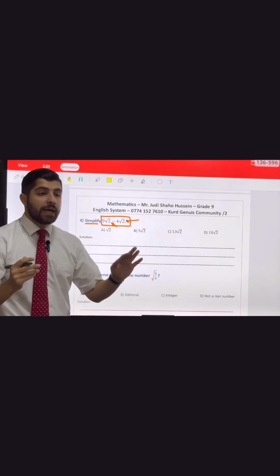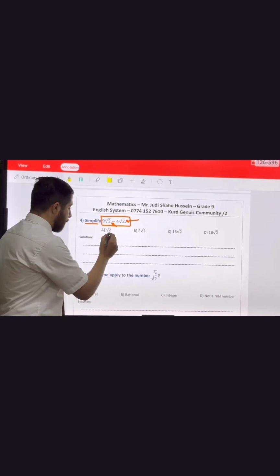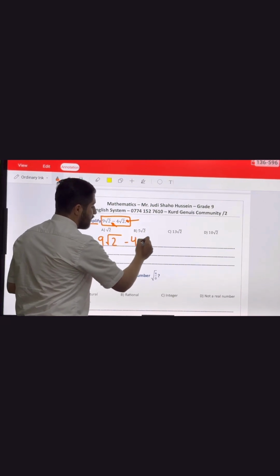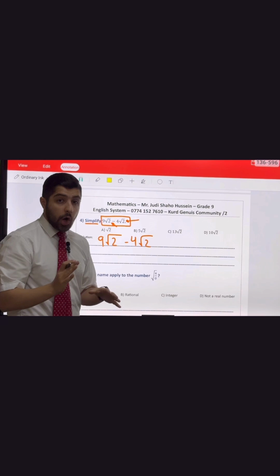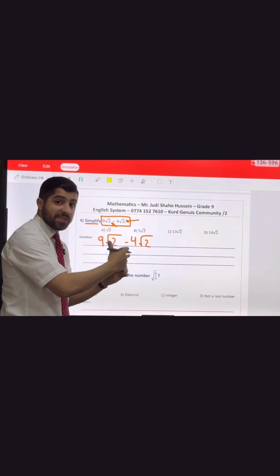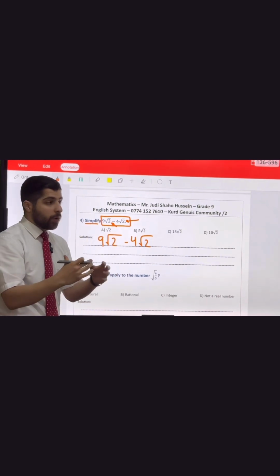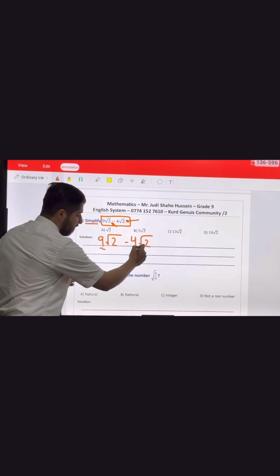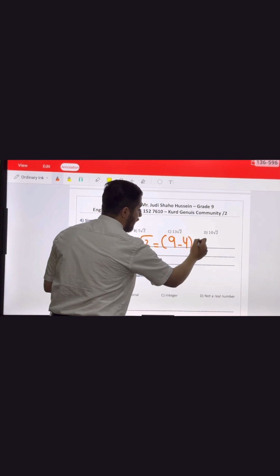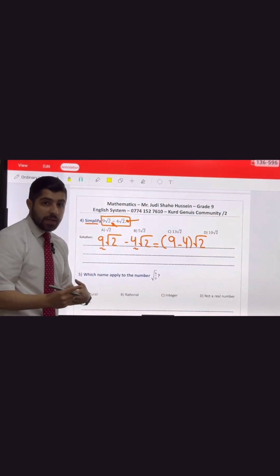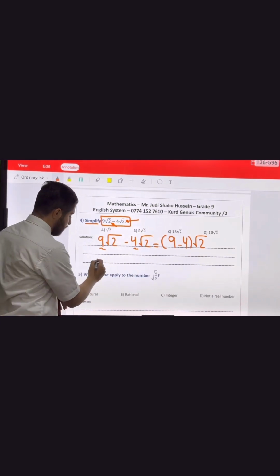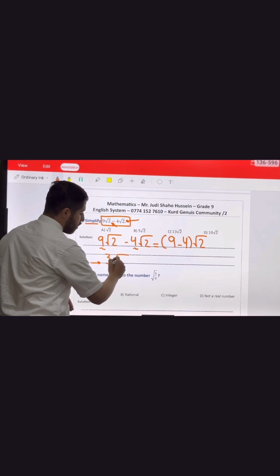I need to subtract because both of the square roots are the same. So I'm going to write 9 square root of 2 minus 4 square root of 2. After that, I'll be taking the coefficients. Coefficients are those numbers that you have on the left side of the term or the variable, which is the 9 and the 4. So I'm going to write equal, open a bracket, 9 minus 4, and a square root of 2, just like that. Now what's left? We just subtract 4 from 9, and we get 3 square root of 2.